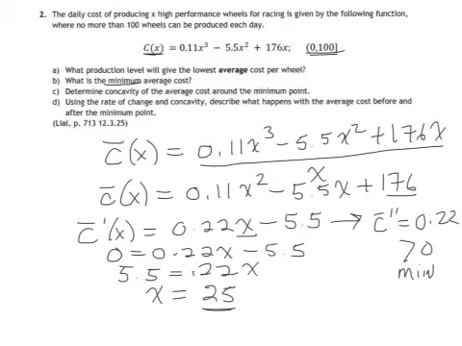That's terrific. So what's the next thing we have to do? We have to find out what that minimum cost is, which means we're going to be substituting x equals 25 into the average cost function, not into the original cost function and not into the derivative function. It's going to be the average cost function. So I'll take you to the next page and we'll work on that.